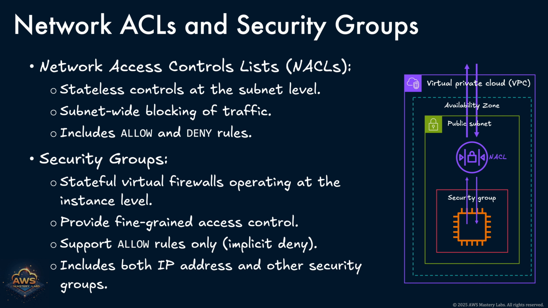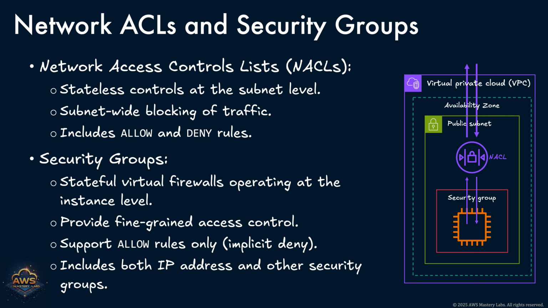Rules are evaluated in numerical order, and once a match is found, processing stops. This makes NACLs useful for broad subnet-level controls, like blocking specific traffic types across entire segments of your network. While they serve different purposes, security groups and NACLs are complementary. Use security groups for precise control over individual resources, and NACLs for network-wide filtering or deny rules not available in security groups. Understanding rule evaluation is key.